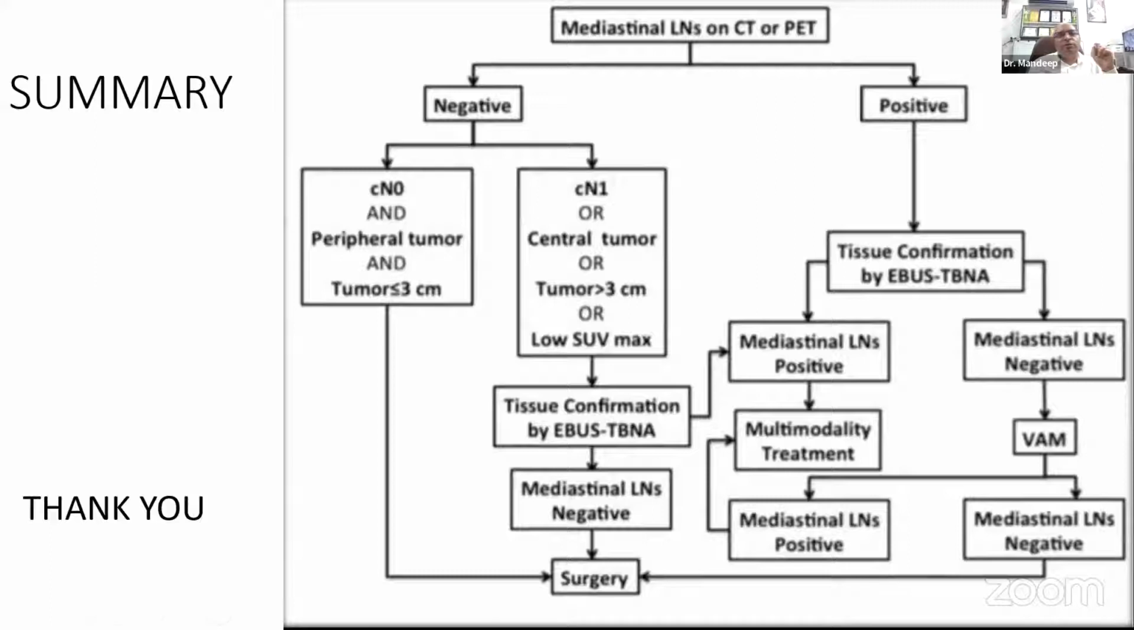So to summarize, if mediastinal lymph nodes on CT or PET are negative and the lesion is small, less than 3 centimeters, directly proceed to surgery. For a tumor more than 3 centimeters, tissue confirmation by EBUS TBNA. If negative, these days they say proceed directly to surgery. If the PET CT is positive, tissue confirmation by EBUS TBNA; if lymph node positive, multimodality treatment. If negative, we may do a mediastinoscopy. If negative, then proceed with surgery. Thanks.